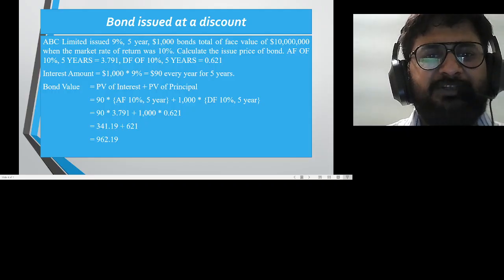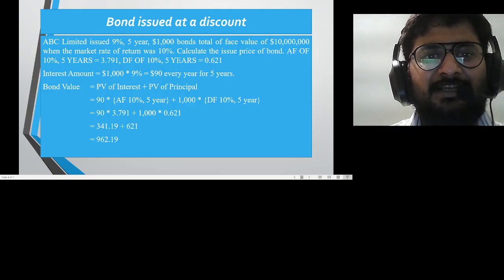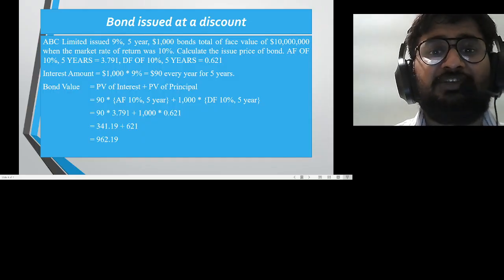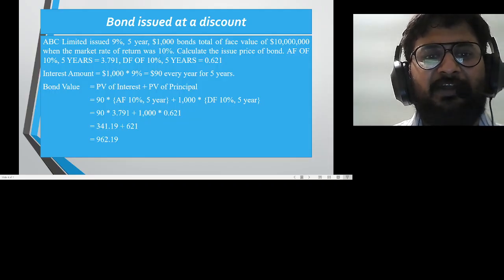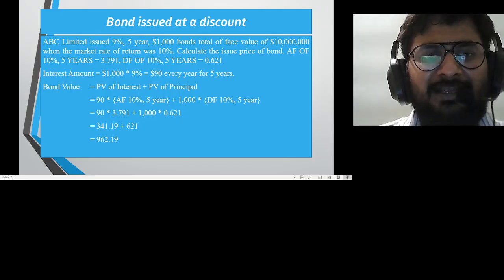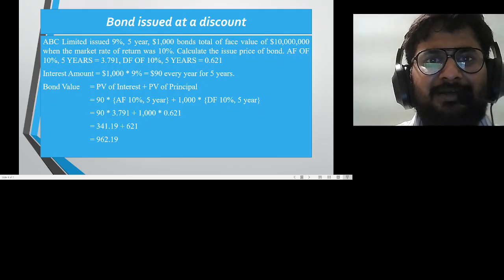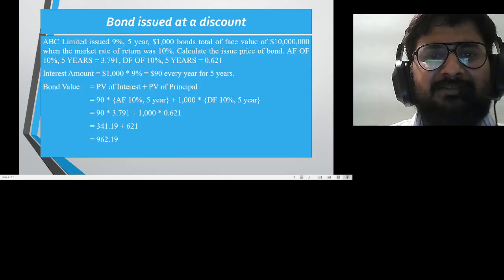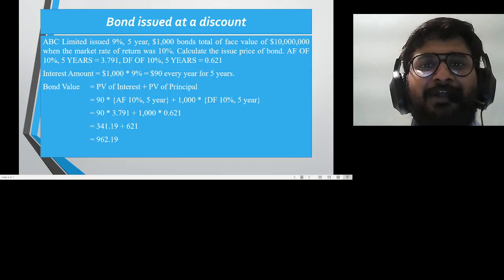So bond value is PV of interest plus PV of principal. That is 90 into annuity factor 10%, comma 5 years, because it is a recurring cash flow, plus 1000 into discounting factor 10%, comma 5 years. So you will have 90 into 3.791 plus 1000 into 0.621. That will give you 341.19 plus 621, that is $962.19. In this case, the bond has been issued at a discount.